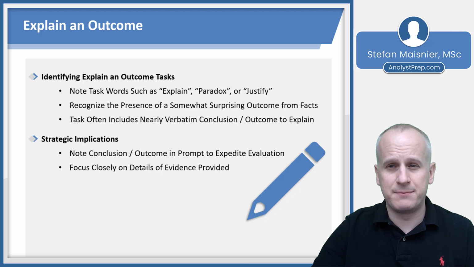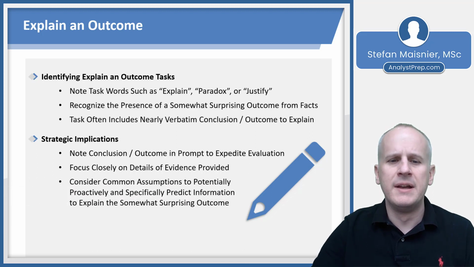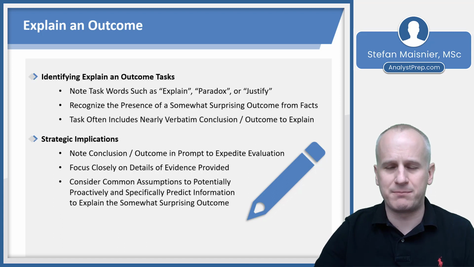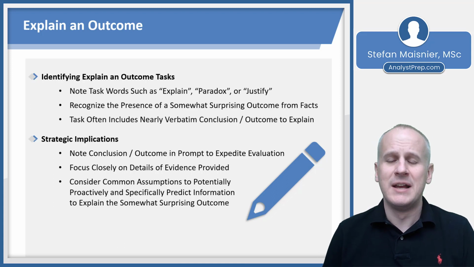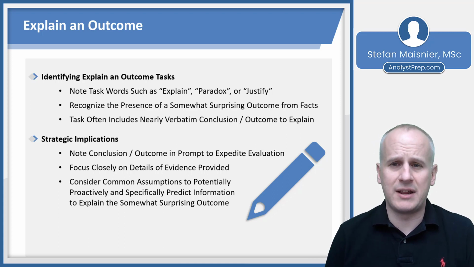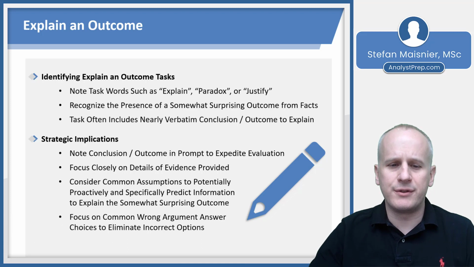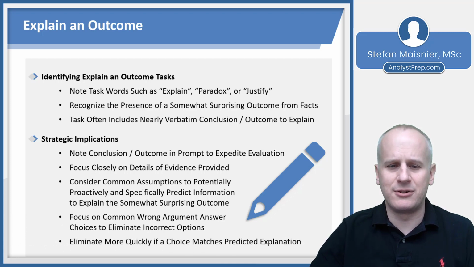There's something that is basically missing already that you need to note. You want to consider your common assumptions to potentially proactively and specifically predict what information would be able to explain that somewhat surprising outcome. Sometimes, if you just think about it, and I don't love using the phrase common sense because it can be kind of twisted in certain situations, but you want to think realistically about the situation, and you might be able to say, actually, that's why Jimmy doesn't agree with Sally, or something of that nature. Of course, focus on your common wrong argument answer choices to eliminate incorrect options. And once you find a choice that matches your predicted explanation, you can, as always, eliminate more quickly.